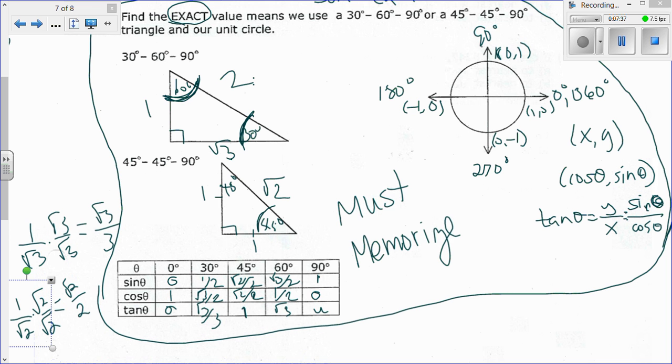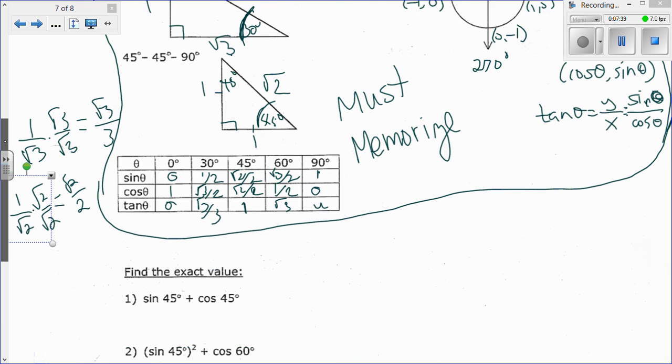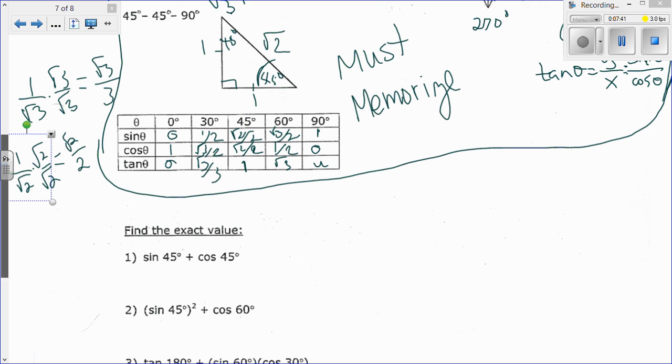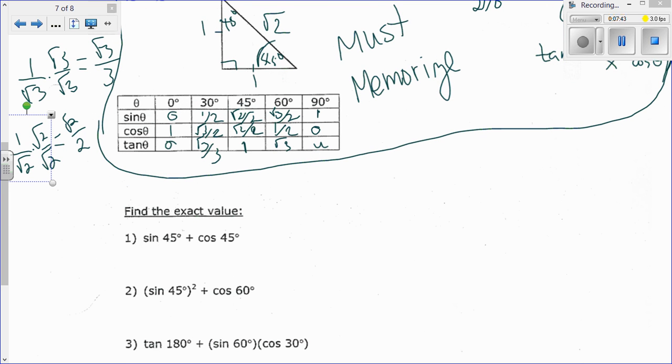Okay? Looks a little intimidating, but I think you can do it. So find the exact value, the sine of 45 degrees plus the cosine of 45 degrees. Once I have my chart filled in, I can go right to my chart and use my values. The sine of 45 is radical 2 over 2 plus the cosine of 45 is also radical 2 over 2. So I need to add them together.